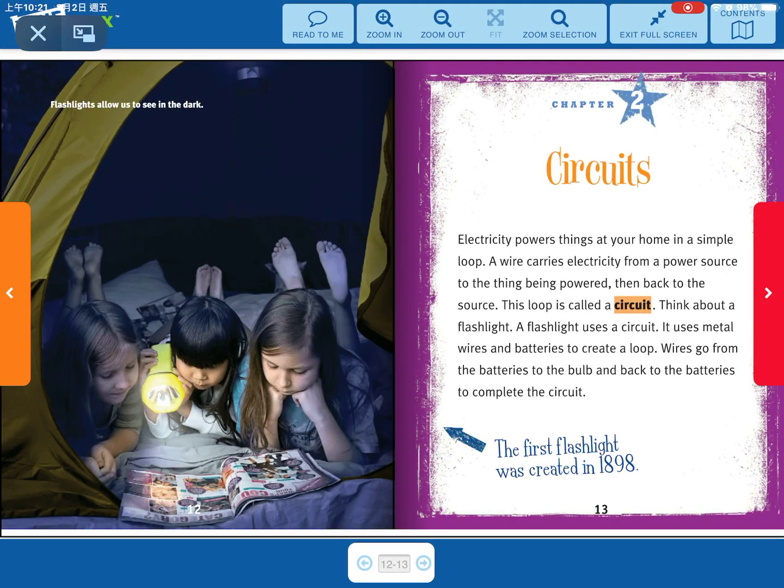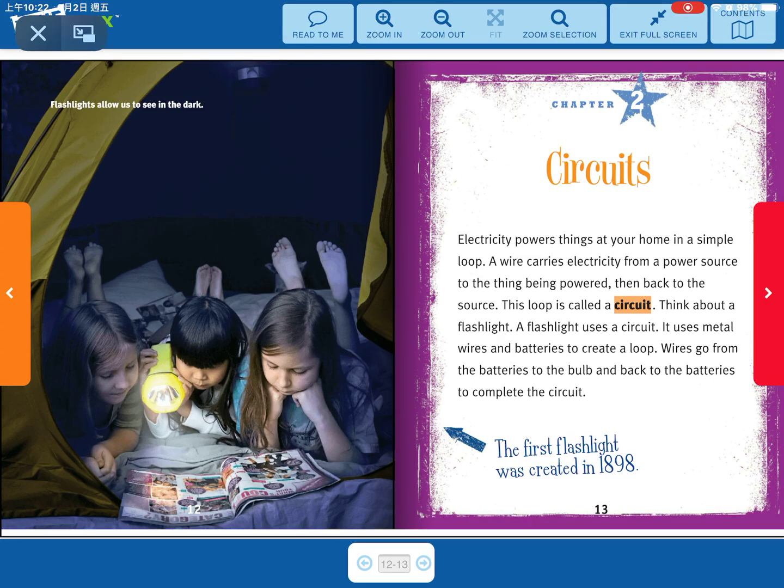Chapter 2. Circuit. Electricity powers things at your home in a simple loop. A wire carries electricity from a power source to the thing being powered, then back to the source. This loop is called a circuit.